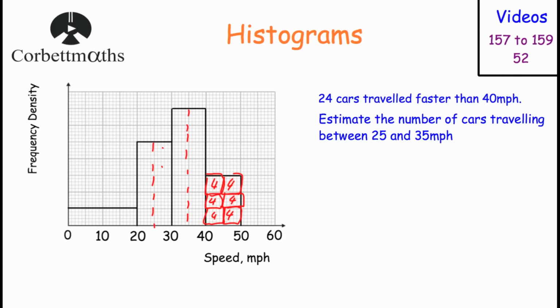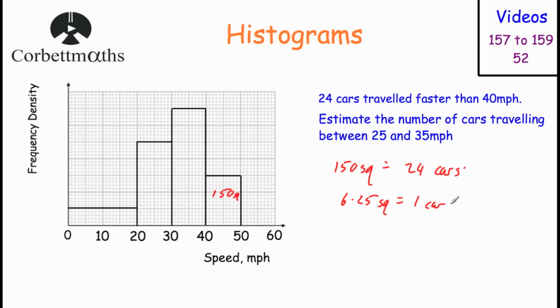Alternatively, sometimes you can find that it doesn't work out as nicely as that because it might not be a whole number of blocks. So what you could do is actually say, well, altogether there's 1, 2, 3, 4, 5, 6, 7, 8, 9, 10 little squares going across. And there's 5, 10, 15 of those. So there's 150 little squares. So 150 squares equals 24 cars. You could then divide 150 by 24 and say, well, 150 divided by 24 is equal to 6.25. So 6.25 squares equals 1 car.